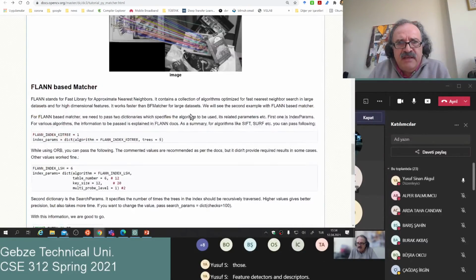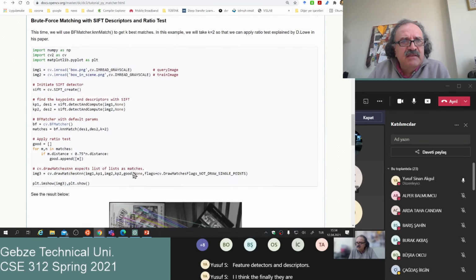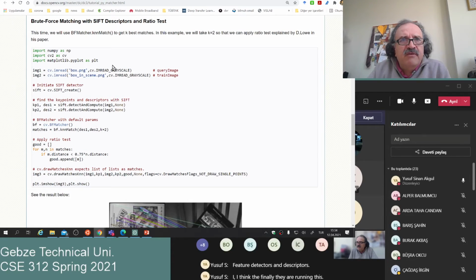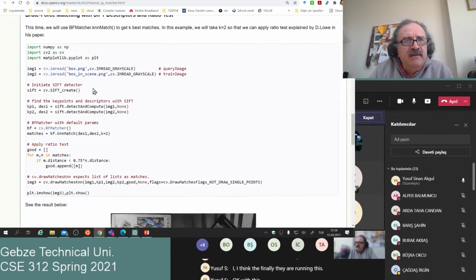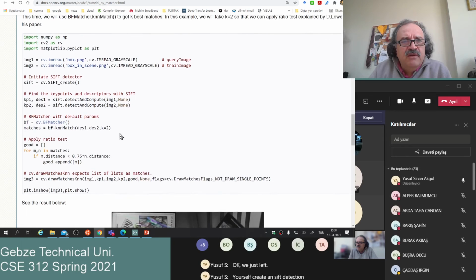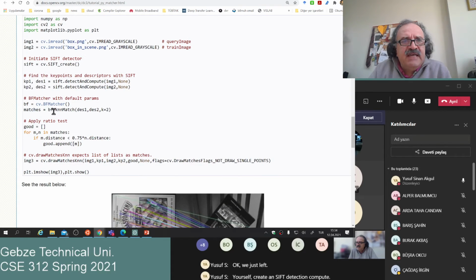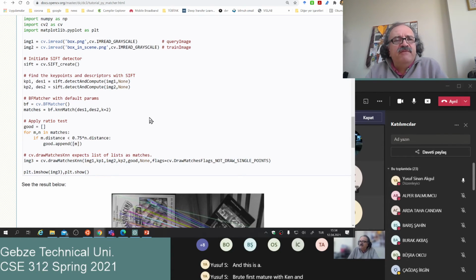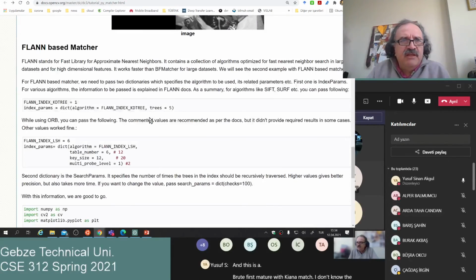I think finally they are running this. Okay, with SIFT. You SIFT create and SIFT detect and compute, and this is a brute force matcher with KNN match. I don't know the difference. You need to read it. FLANN is the smarter one.